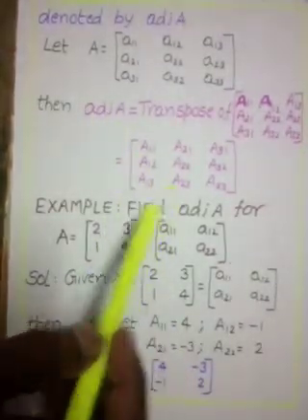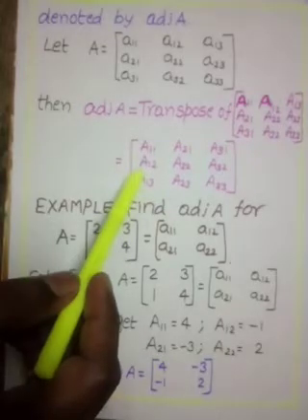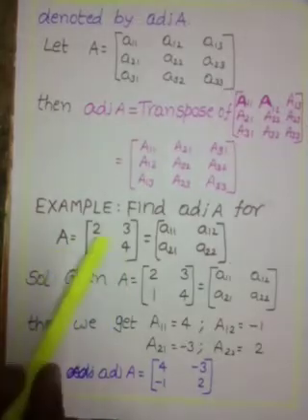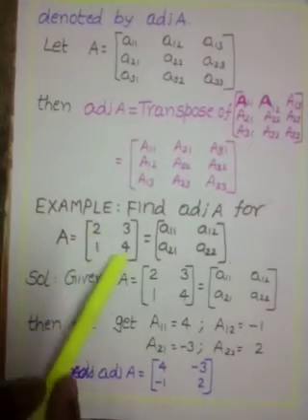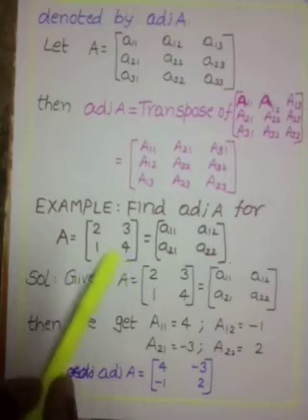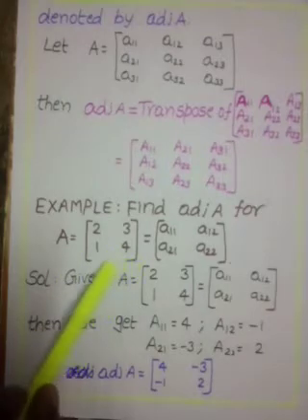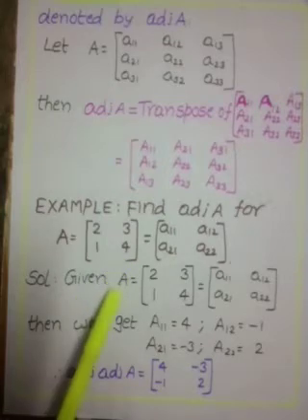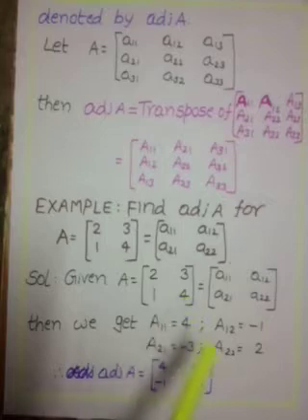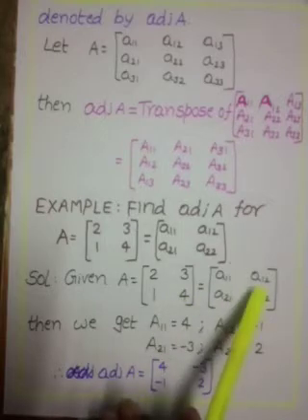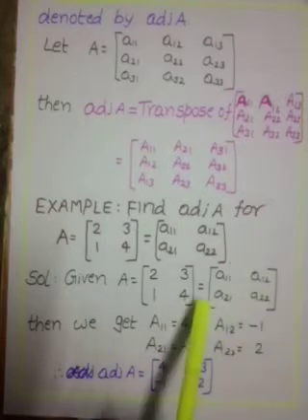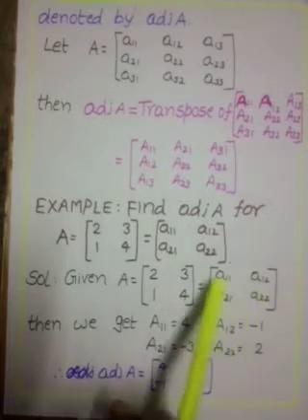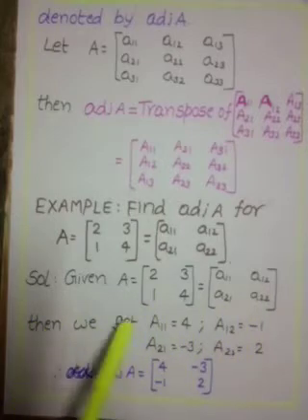Understood, my dear children? Let us take an example to understand this definition very clearly. Find adjoint A for A = matrix 2, 3, 1, 4. This is a given matrix of order 2 by 2. We are going to find the adjoint of this matrix. Given A = [2, 3; 1, 4]. Let us consider a11, a12, a21, a22. Because this is a 2 by 2 square matrix, we are assuming the 4 elements like this. Then we get A11.